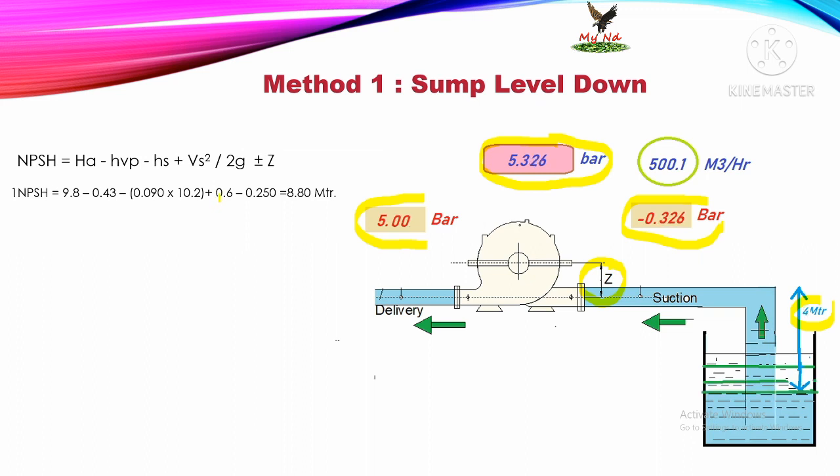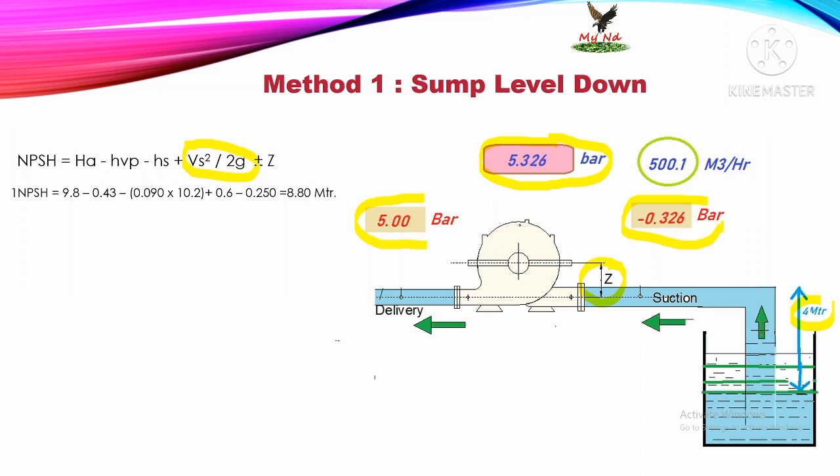I already made a video on V square upon 2g. If anybody doesn't know how to calculate V square upon 2g, you can watch it. I will give the link in the description. Also, you will get the link on screen. Press the icon button, go to that video and watch how to calculate V square upon 2g.